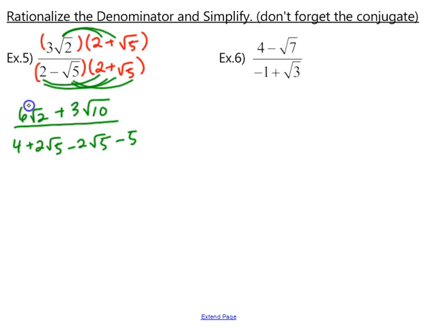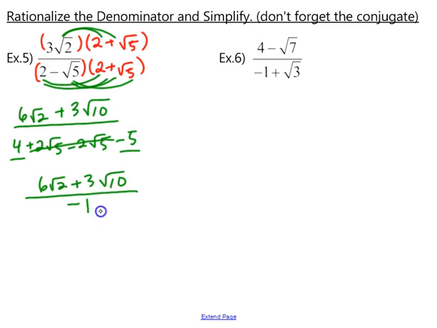On the top, these do not have the same radicand, so we actually cannot add those together. You can't simplify root 2 and you cannot simplify root 10. So the top is just going to remain exactly as you see it. Now, on the bottom, positive 2 root 5 and negative 2 root 5, those actually cancel out. So we're just left with 4 minus 5, which is actually negative 1.